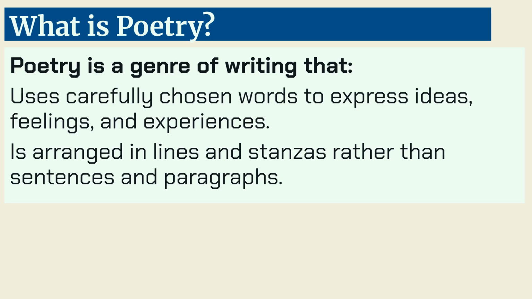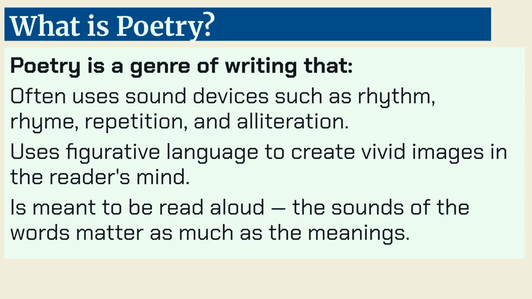Now let's talk about the genre itself, poetry. Poetry is a form of writing that uses carefully chosen words to express ideas, feelings, and experiences. Unlike prose, which is organized in sentences and paragraphs, poetry is arranged in lines and stanzas. Poetry often uses sound devices like rhythm, rhyme, repetition, and alliteration. It uses figurative language to create vivid images in the reader's mind. But perhaps most importantly, poetry is meant to be read aloud. The sounds of the words matter just as much as the meanings.